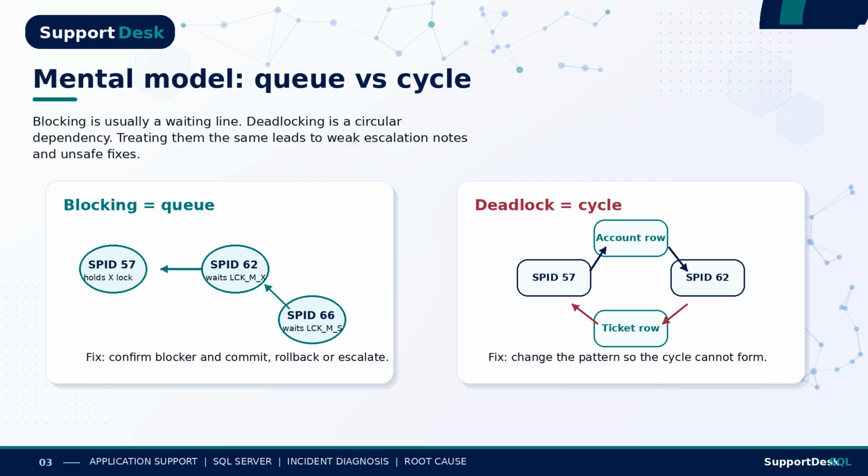The quickest mental model is queue versus cycle. Blocking is a queue. SPID 57 holds a lock and SPID 62 waits behind it. If SPID 57 commits or rolls back, SPID 62 can continue. A deadlock is a cycle. SPID 57 holds the account row and wants the ticket row, while SPID 62 holds the ticket row and wants the account row. Neither can progress, so SQL Server intervenes.